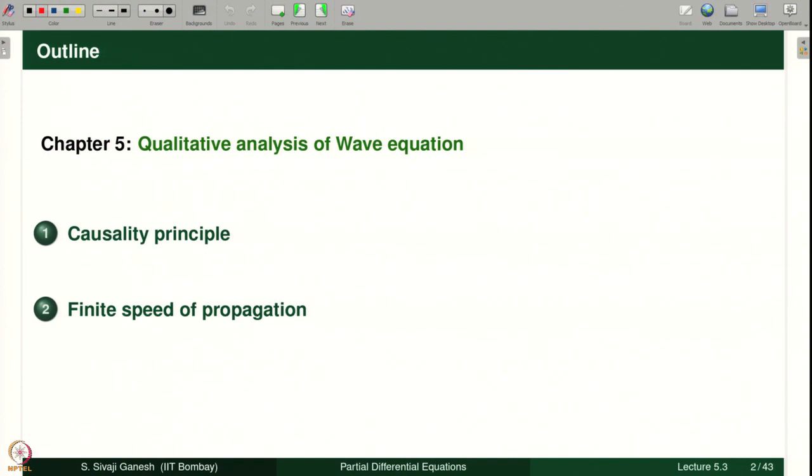Let us continue our qualitative study of the wave equation, and today we are going to look at what is called the causality principle and finite speed of propagation, a property which is exclusive to hyperbolic equations. We will look at them through examples. These are the two sides of the domain of dependence and domain of influence concepts. So, causality principle, finite speed of propagation.